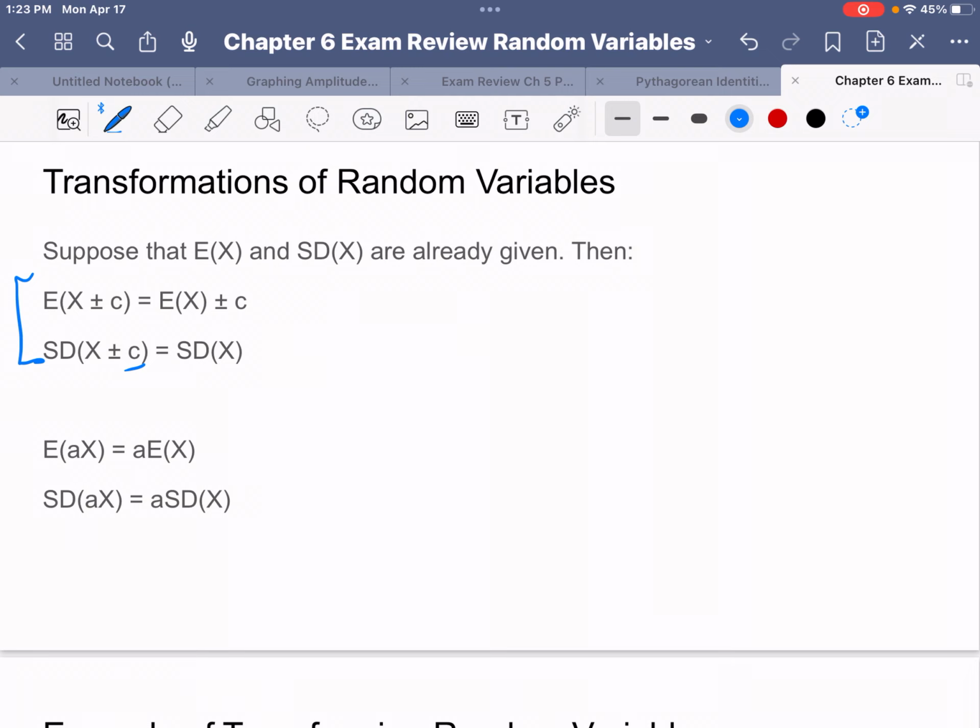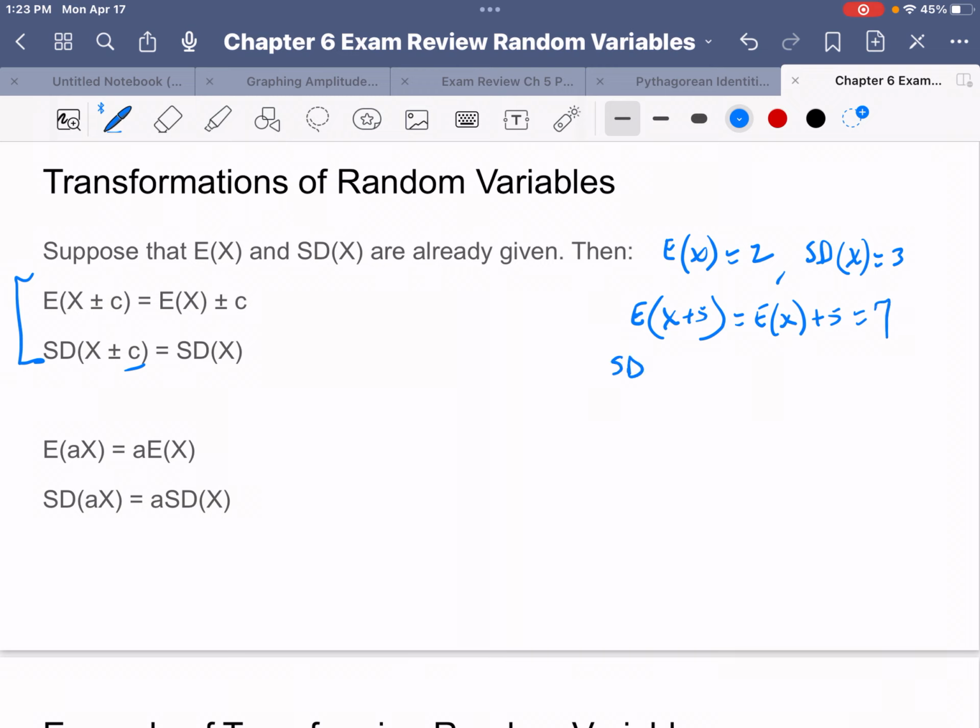The expected value of a times x is equal to a times the expected value of x. The standard deviation of a times x is equal to a times the standard deviation of x. So for example, what if we were given that the expected value of some random variable x was 2 and the standard deviation of x was given to be 3? I'm just making this up. And somebody said, what is the expected value of x plus 5? Well, that would be equal to the expected value of x plus 5, so that would be 7.